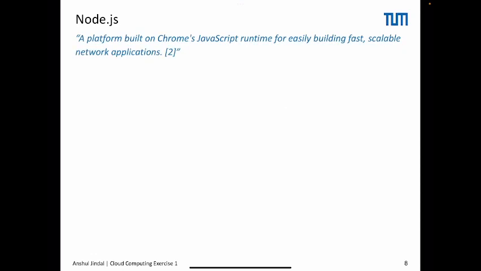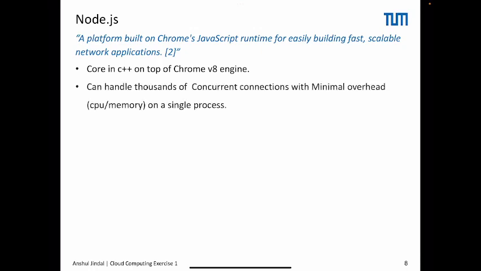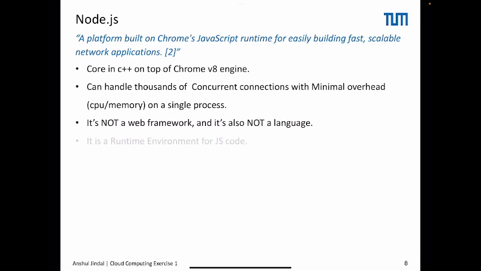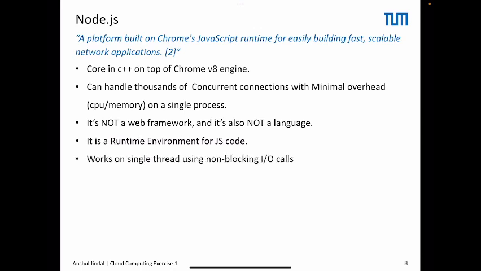Now some small things about Node.js. As you know, it's a platform built on Chrome's V8 engine, with the core in C++ and the backend being the V8 engine. The best part is that it can handle thousands of concurrent connections because it has minimal overhead on a single process. One thing which everyone confuses: it's not a web framework or a programming language. It's a runtime environment for JavaScript code. It works, as I explained before, on a single thread using non-blocking IO calls.